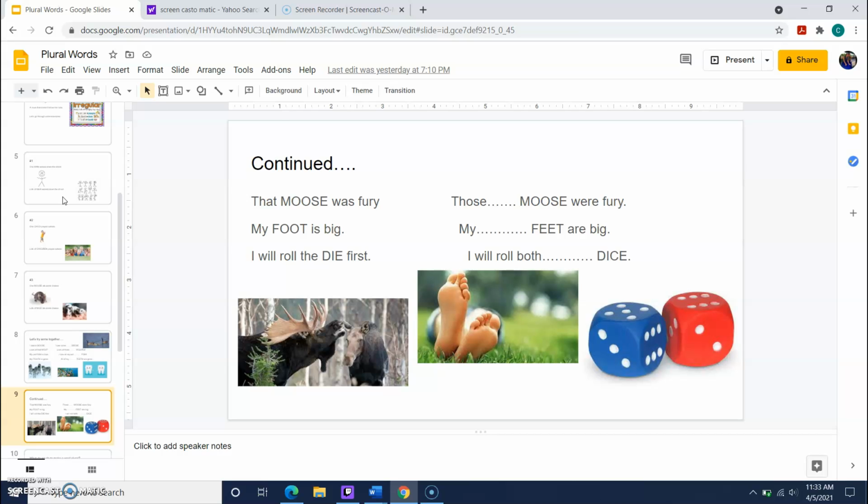All right, foot is kind of like tooth. So it would be changed to feet, okay? So my foot is big would then change to my feet are big.